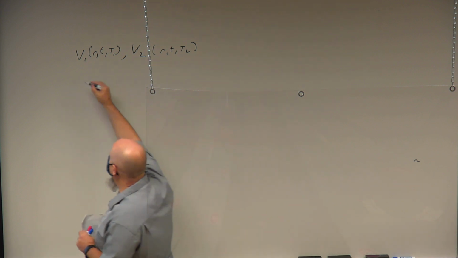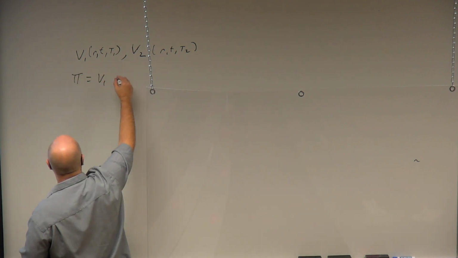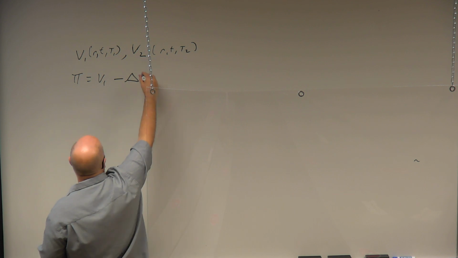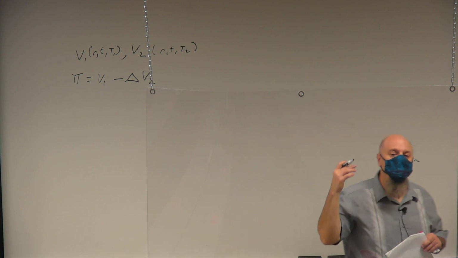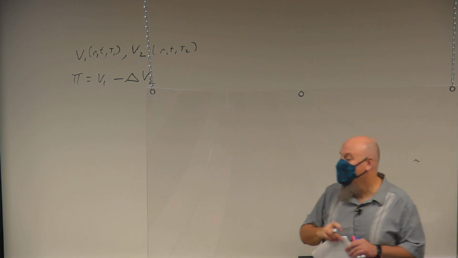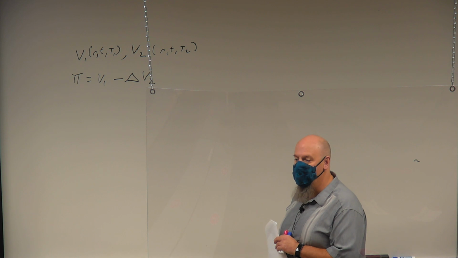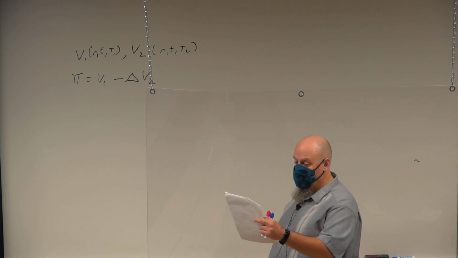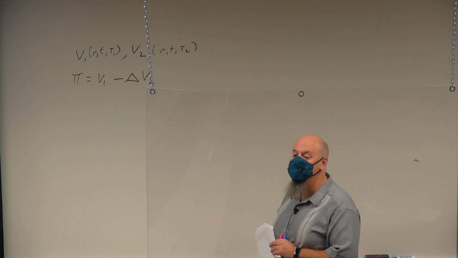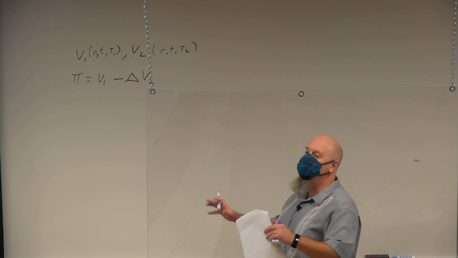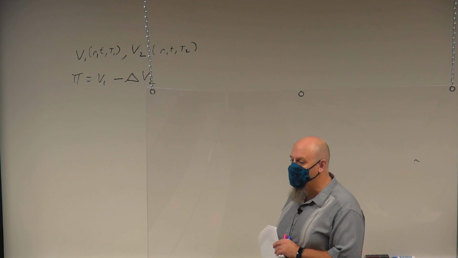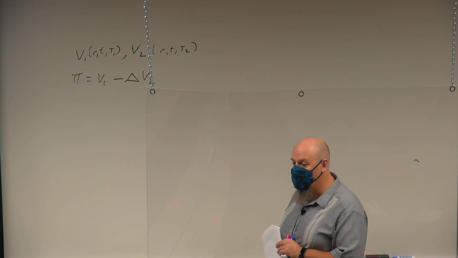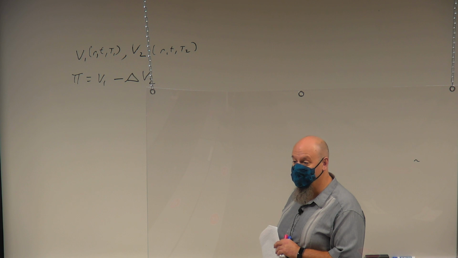So our portfolio, we're going to buy V1 and short some V2. That delta, that's the number of bond number 2s that we short for every one bond number 1 that we buy. And we saw what it was last time. That was the ratio of the durations and things. So it has to do with their second derivatives? No. It has to do with their first derivatives with respect to the interest rate, and it had to do with their durations as well.